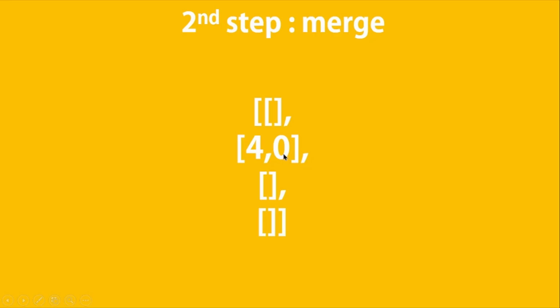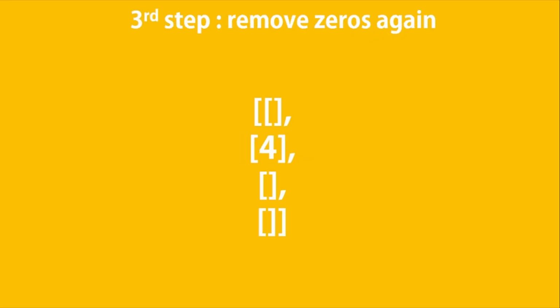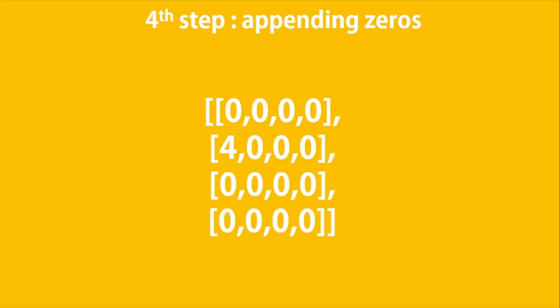So like this. And the next step, this is not the final step, sorry. The next step is to remove zeros. So we're going to remove 0 and we just have 4. And finally, we're going to append zeros. So we're going to append until the length of the row is equal to 4. And this is the algorithm to move left. Let's implement this in code.